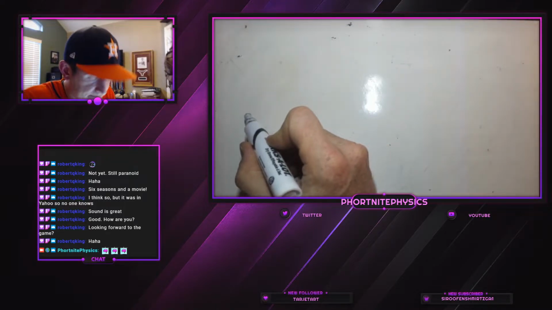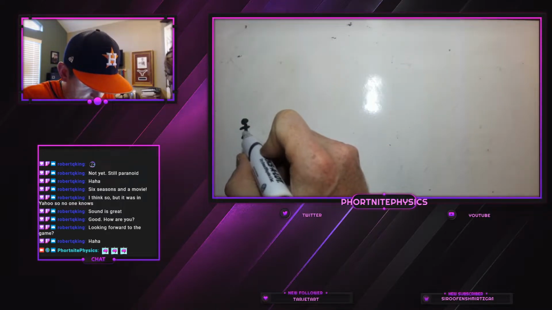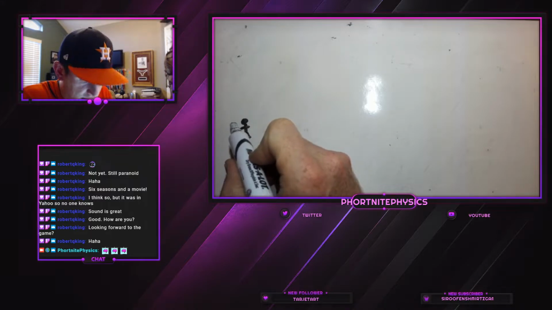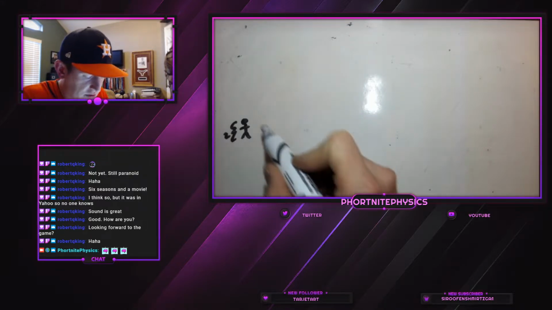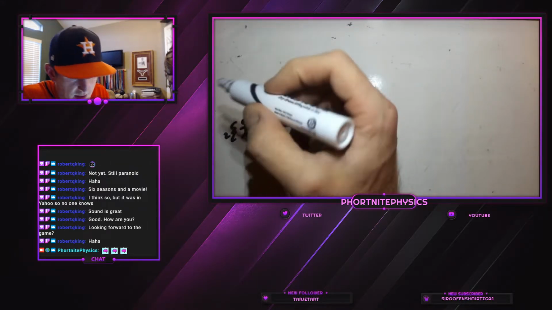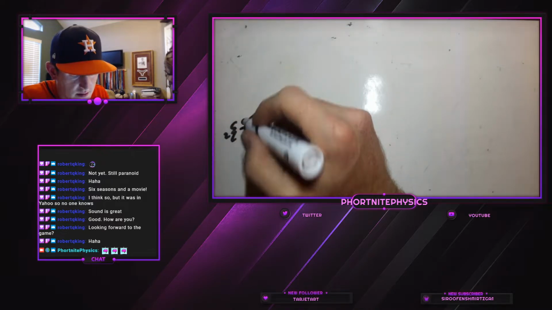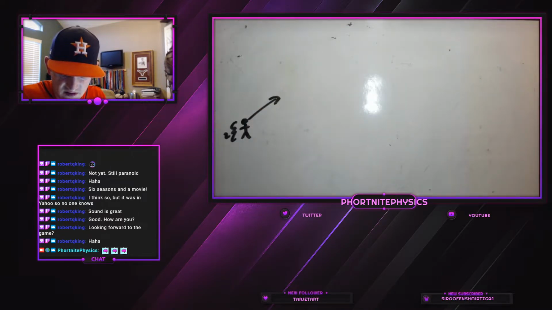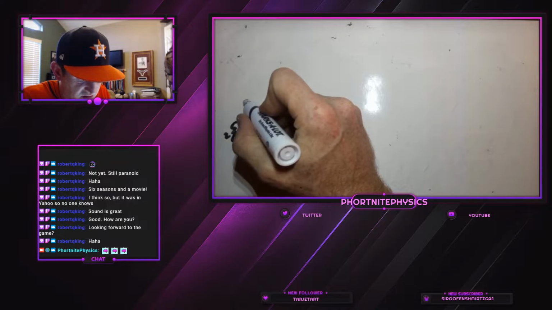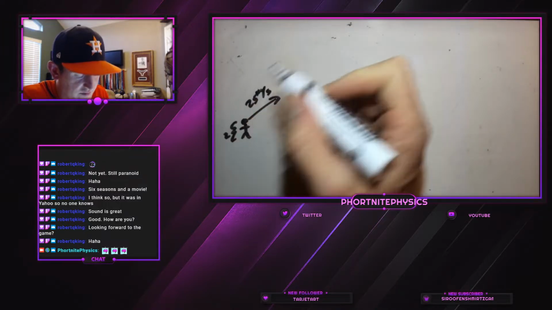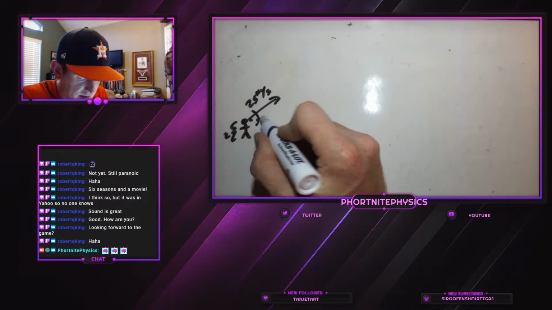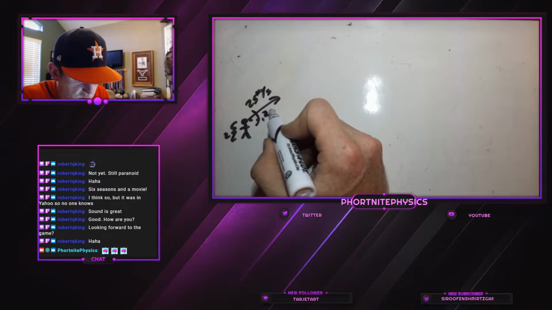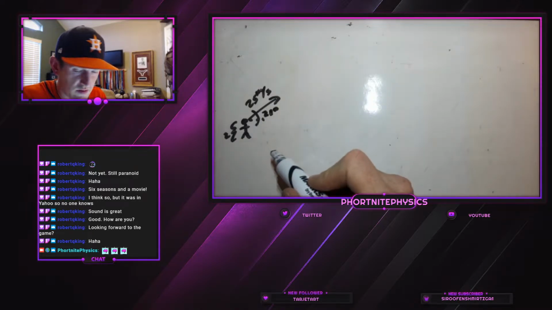Alex Bregman. He is 2 meters tall. Hit a 100 miles per hour. What's 100 miles per hour in meters per second? Let's say 25. Hit a ball 25 meters per second at a launch angle of 21 degrees.